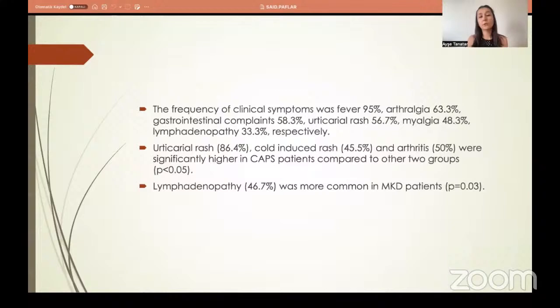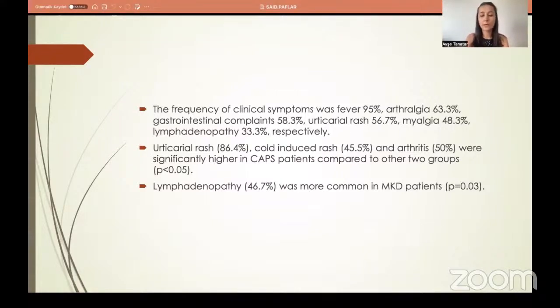The frequency of clinical symptoms was fever 95%, arthritis 63.3%, gastrointestinal complaints 58.3%, urticarial rash 56.7%, myalgia 48.3%, lymphadenopathy 33.3% respectively.